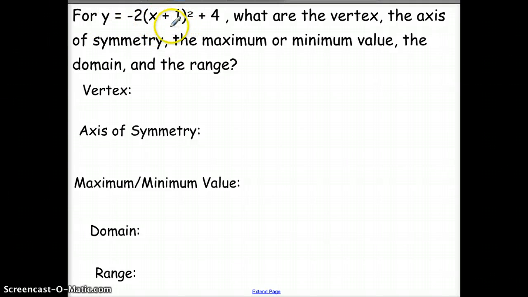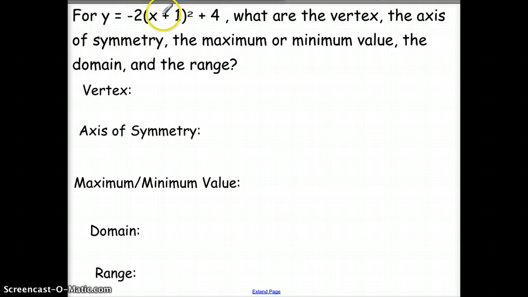I don't know if you noticed the heading on that previous screen, but vertex form is when it's set up like this so that you can quickly see the vertex. Notice this has got a lot of stuff going on. What does the negative do? Remember, that reflects it in the x-axis. What does the 2 do? It stretches it because it's bigger than 1.